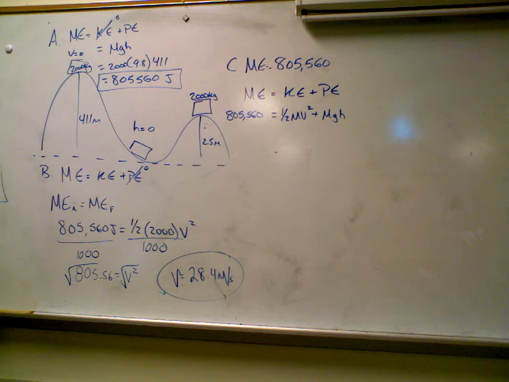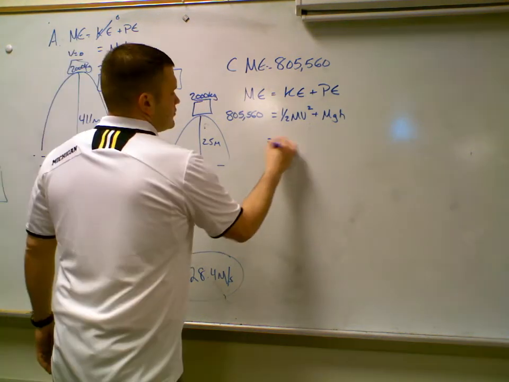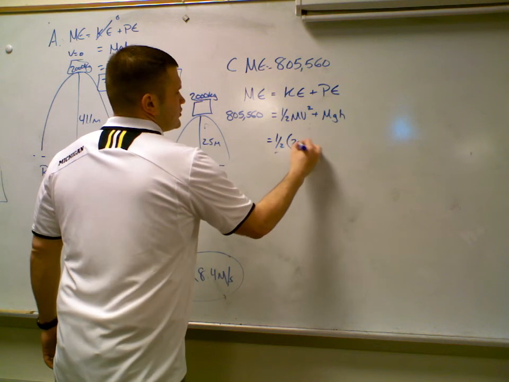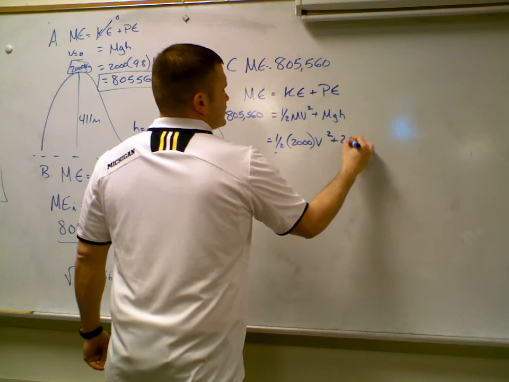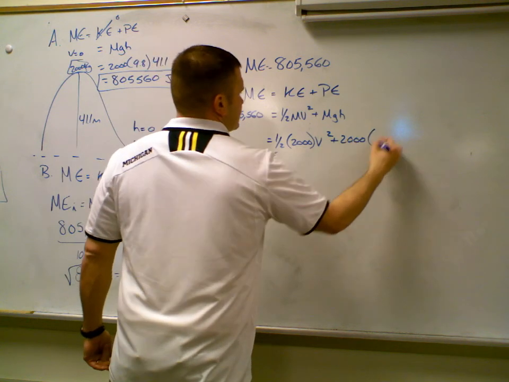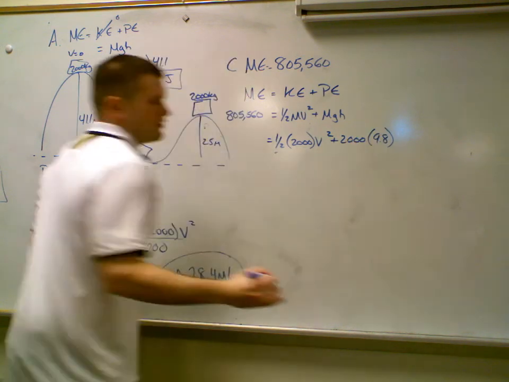So now we can plug things in, can't we? What goes in for our m? 2,000. V squared, we don't know v, plus 2,000 times 9.8. What's the height?